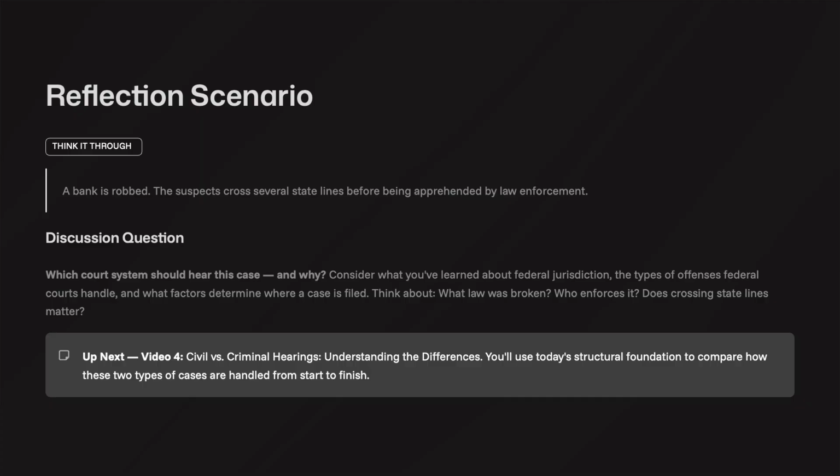In our next lecture, we'll build on today's discussion by comparing civil and criminal hearings. We'll examine how they differ in purpose, the parties involved, the burden of proof, and the possible outcomes. By understanding those differences, you'll gain an even deeper appreciation for how the American judicial system resolves a wide variety of legal disputes.